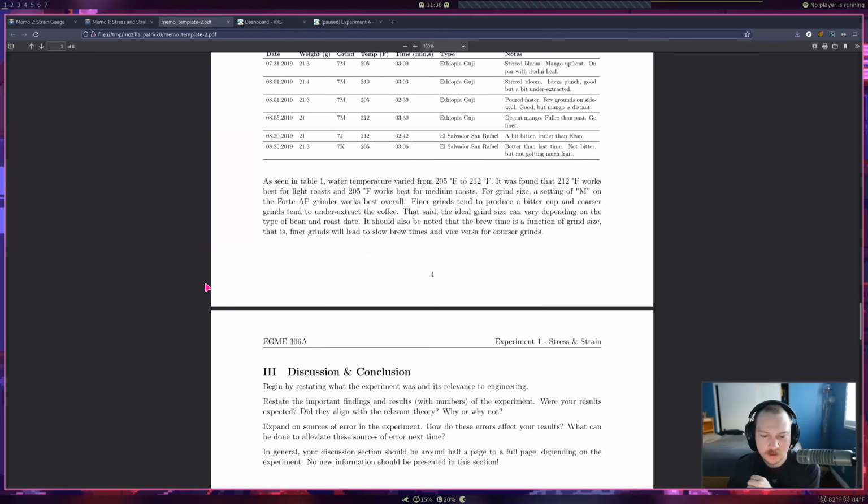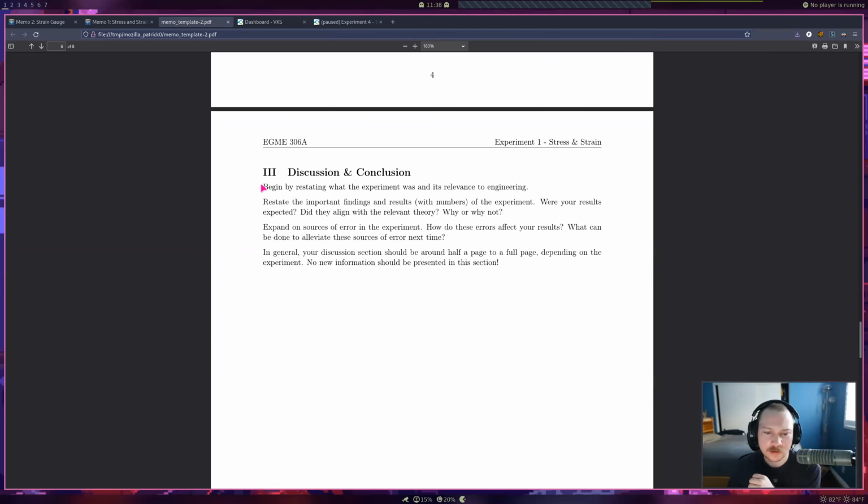Okay, so let's go back here, discussion section. You're going to begin this section by restating what the experiment was. So for the first experiment, it was a tension test to determine the material properties and discuss its relevance to engineering. So explain why this tensile test is important. And when you tie it into a real world application, talk about something where tension is important.